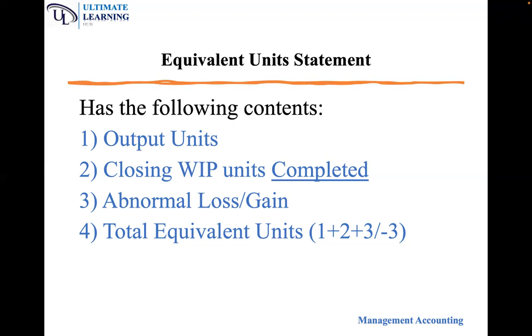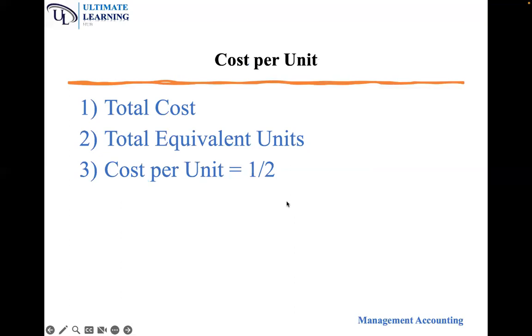Now, when you take output units, that is number one, plus closing work in progress, plus abnormal loss, but if it is a gain, you less abnormal gain, what you get is total equivalent units. If it's a loss, you add it. If it's a gain, you less it. Number two, we need also to know how to calculate cost per unit. How do we calculate cost per unit when we have only closing work in progress?